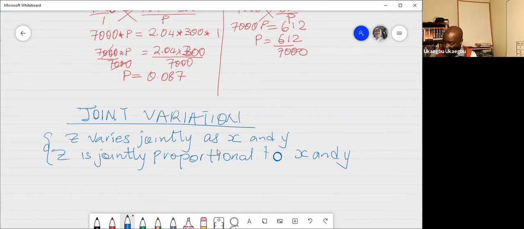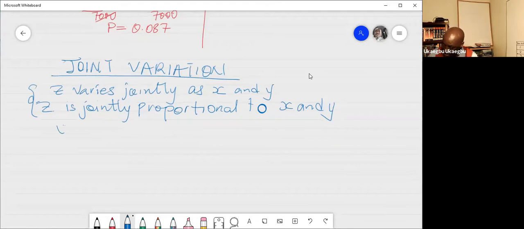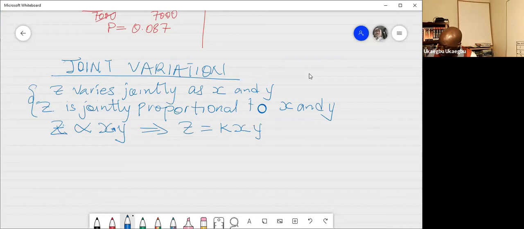Okay, so now in order to write it, you can say that Z is jointly proportional to X, Y. This is X multiplied by Y, basically. Once you have a joint variation, the other independent variables become multiplication. So you can write this as Z is equal to K X Y. This is the general mathematical representation of joint variation.